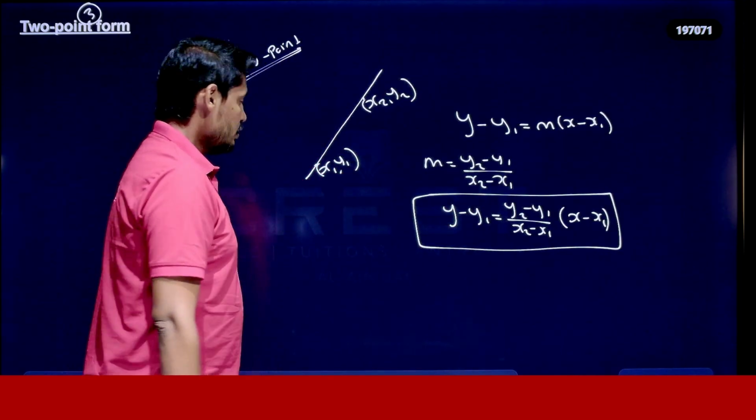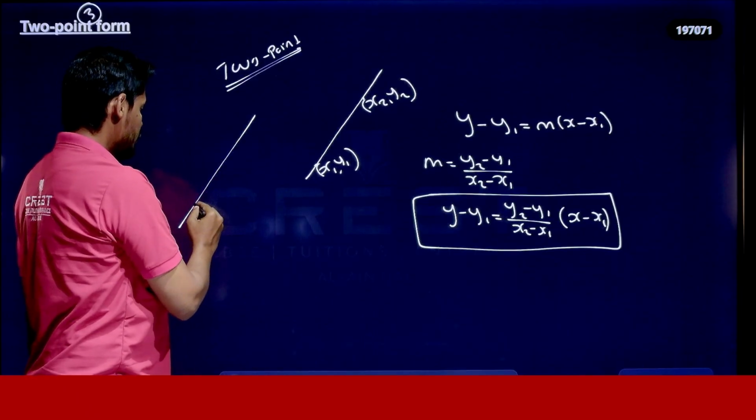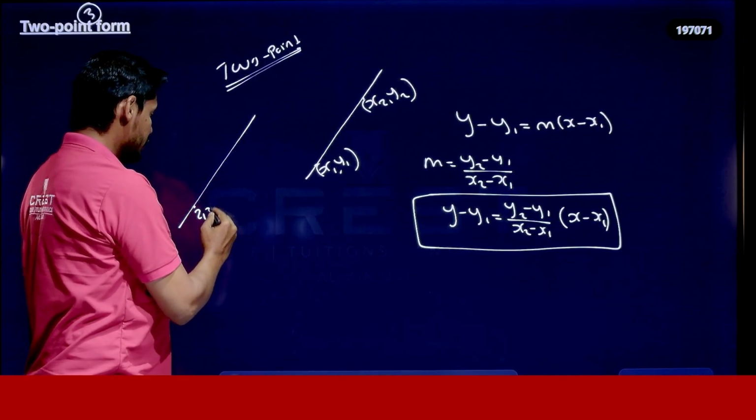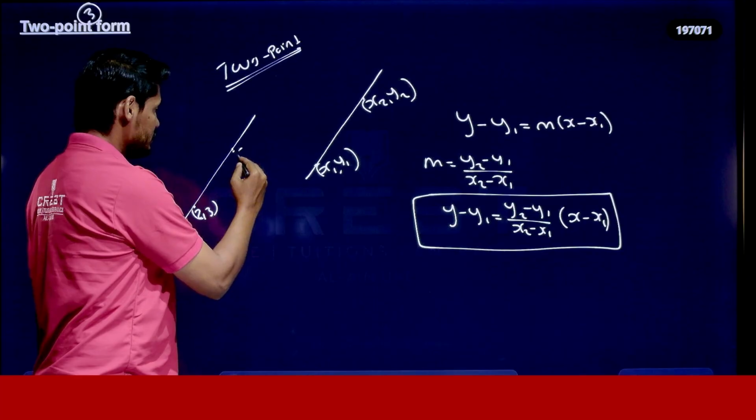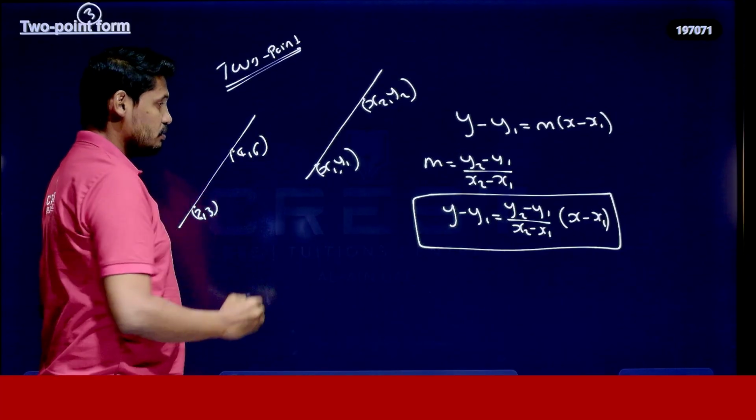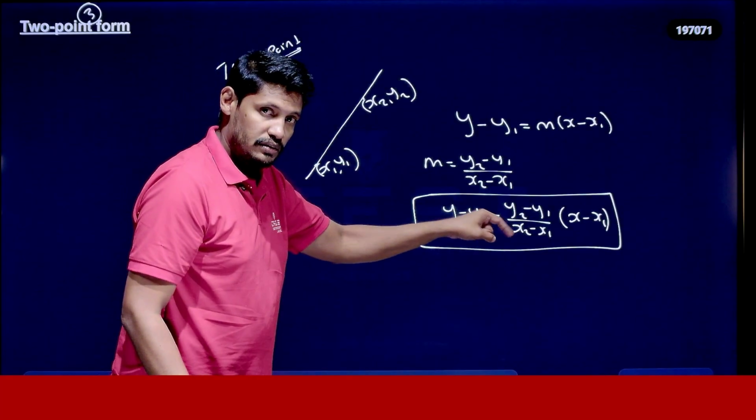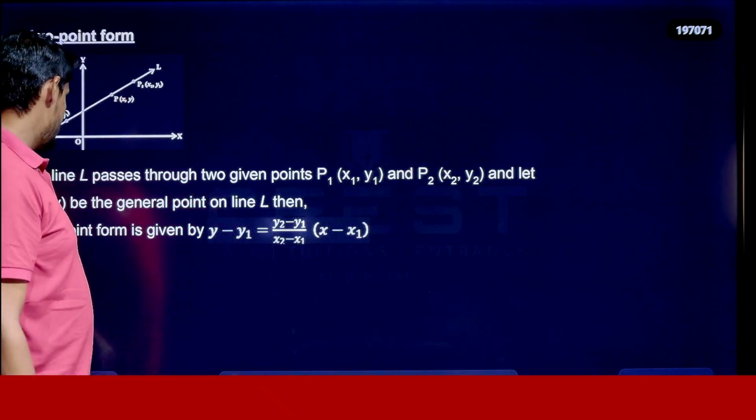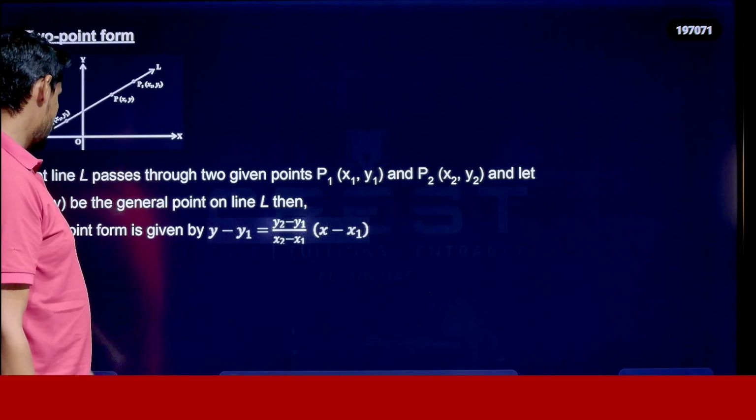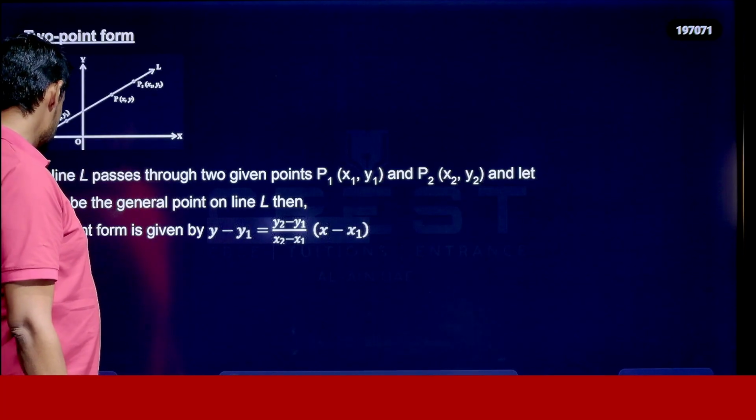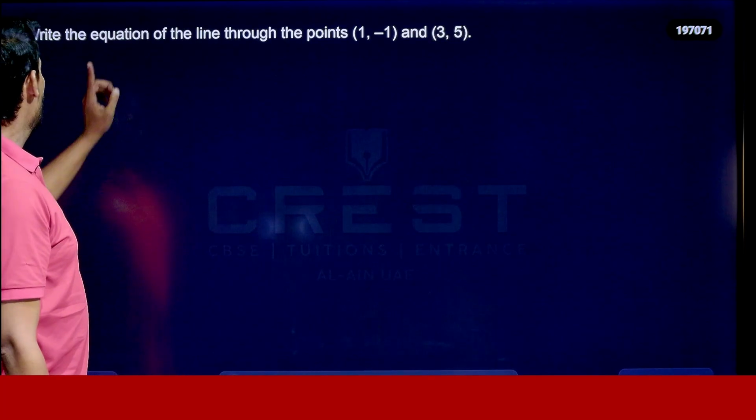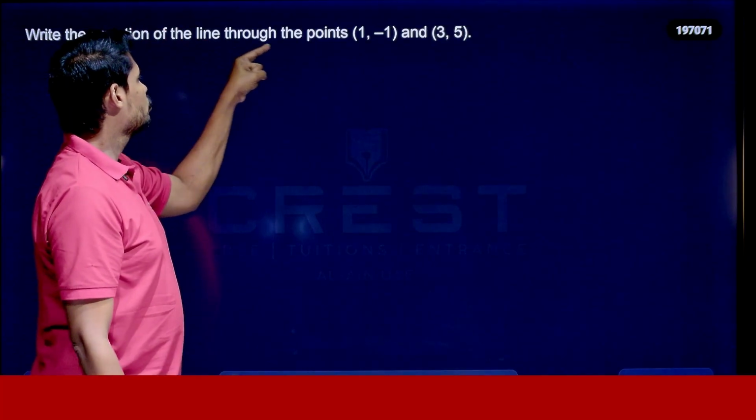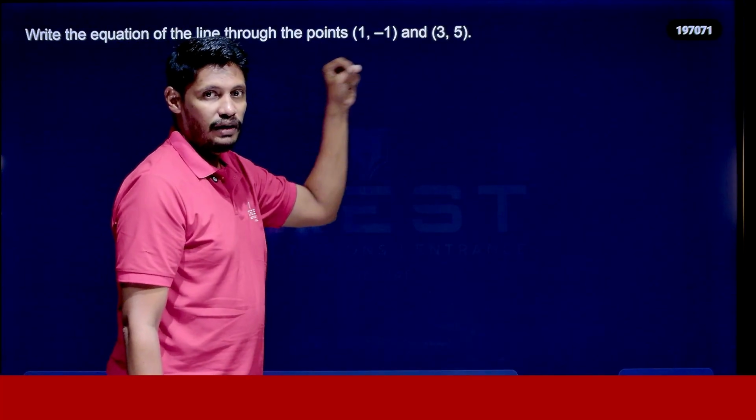Clear? When you have a line passing through 2 points, suppose 2, 3 and 4, 6, we can find the equation of the line by using this equation. Okay, you can do a problem. This is the definition or derivation that we previously discussed. We have to find the equation of the line through the points 1 comma minus 1 and 3 comma 5.